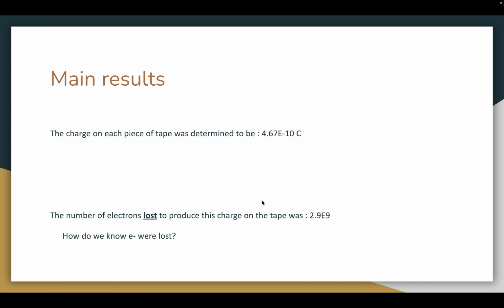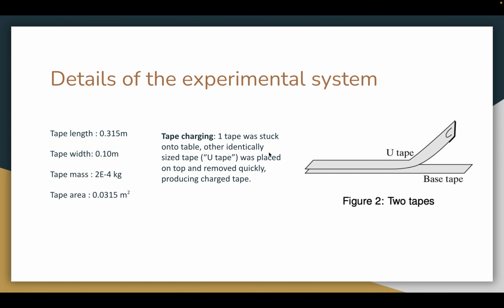A quick preview of the results. The charge on each piece of tape was determined to be 4.67 times 10 to the minus 10 coulombs, and the number of electrons lost to produce this charge was 2.9 times 10 to the 9 electrons. We know electrons were lost because each tape was determined to have a positive charge, and since we are losing negatively charged electrons, we thus pick up a positive charge.